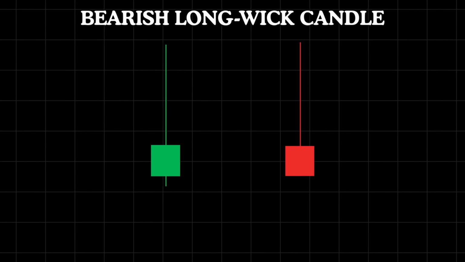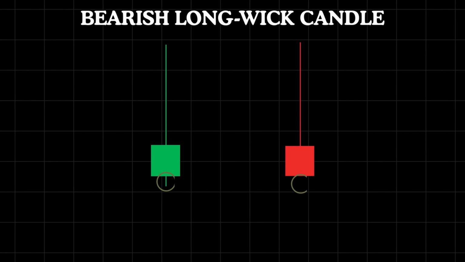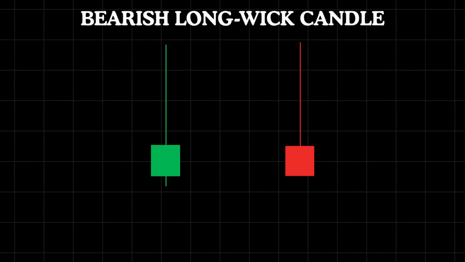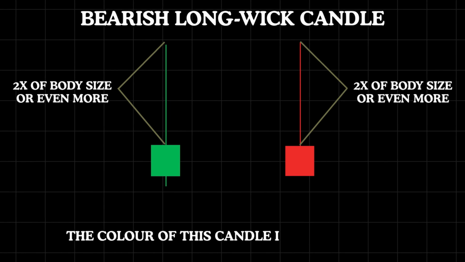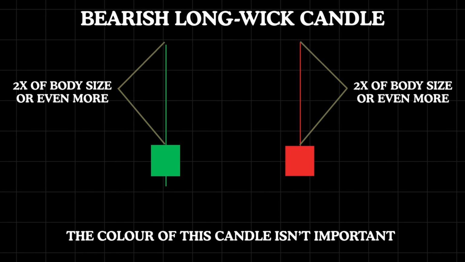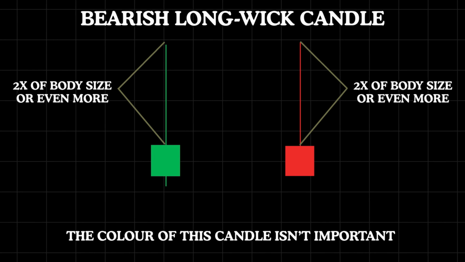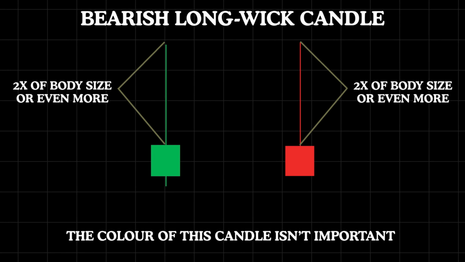This candle features a small body, with either no lower wick or one that's barely visible. Its upper wick is at least twice the length of its body or more. The color of this candle isn't important, it can be either red or green. Now let's understand why this candle signals a bearish sentiment.